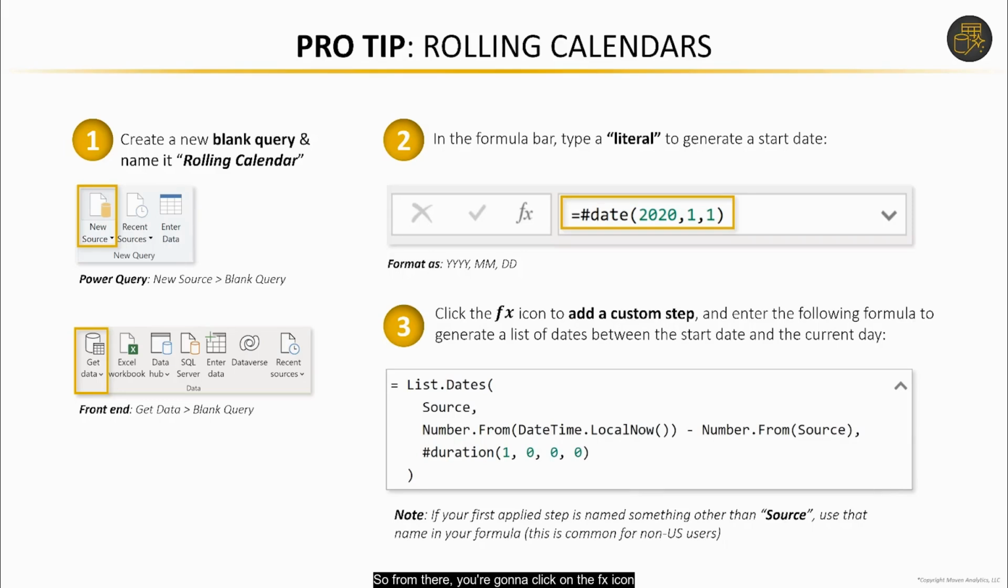So from there, you're going to click on the FX icon, which adds a new custom step, and you're going to enter the following M code. Now, I know it looks like a lot, and we're not really going to dig in and unpack how this formula is working. We're just going to use this almost like a recipe to create our list of dates. So once you've added that formula, a list will populate in the query editor, and then we're going to convert that list into a table.